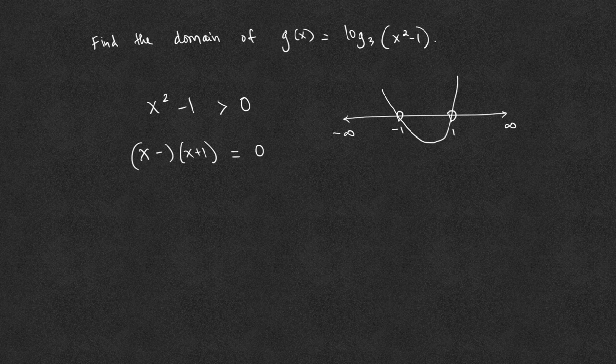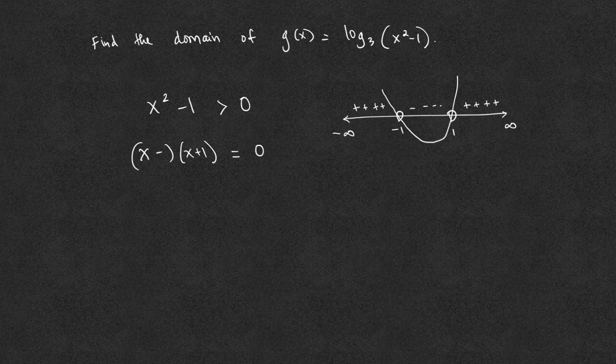And so we see that from negative infinity to negative 1, the sign should be positive, above the x-axis. From negative 1 to 1, the sign of the expression x squared minus 1 is negative because the graph is below the x-axis, and from 1 to infinity, x squared minus 1 is positive.